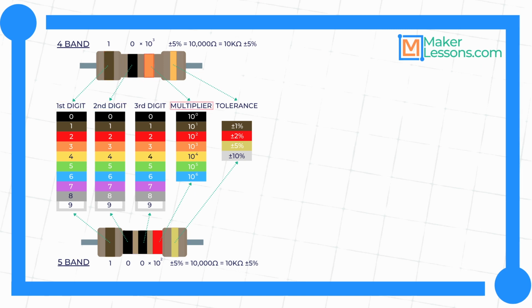The third band is a weight value, which multiplies the 2 significant digits by a power of 10, and the final band indicates the tolerance of the resistor. The tolerance explains how much more or less the actual resistance of the resistor is compared to what the nominal value is. No resistor is made to perfection.